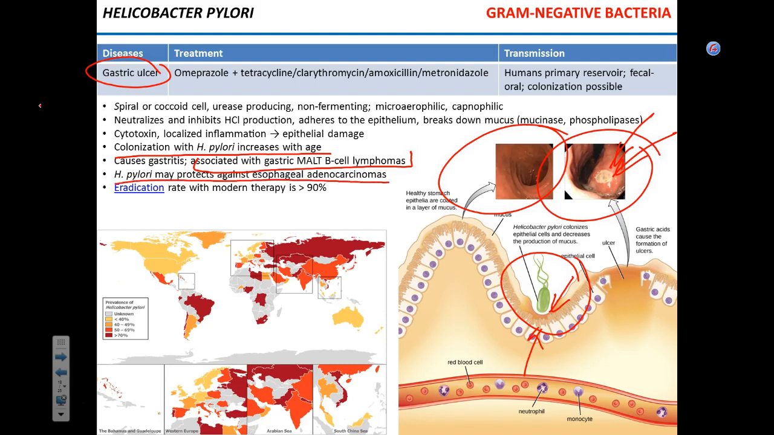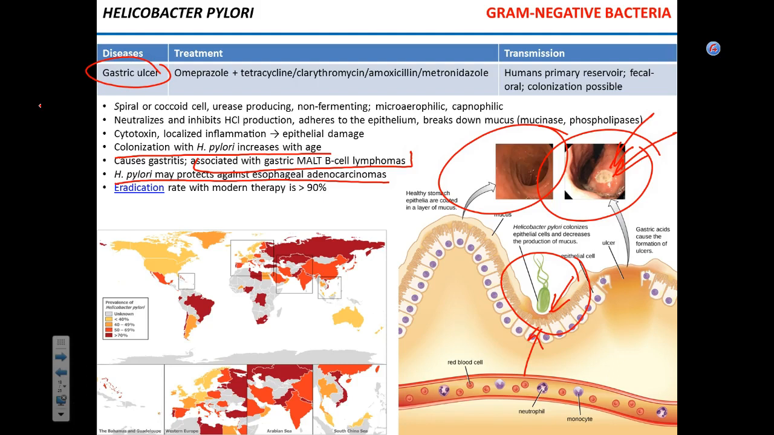was shown to be negatively associated with carcinomas of the esophagus, and it was shown very clearly that children who have early colonization with H. pylori have a lower risk for developing asthma. We don't know the mechanism, but it's pretty convincing evidence. So if a child is colonized with H. pylori early in life, it's less likely that this child will develop asthma.